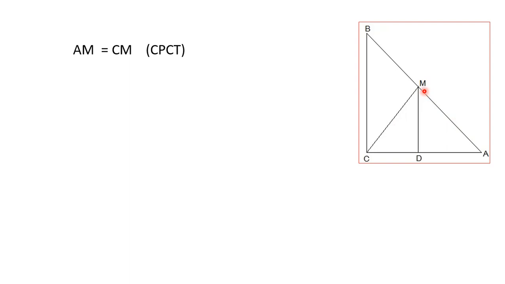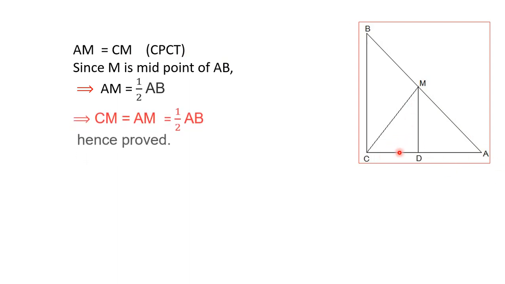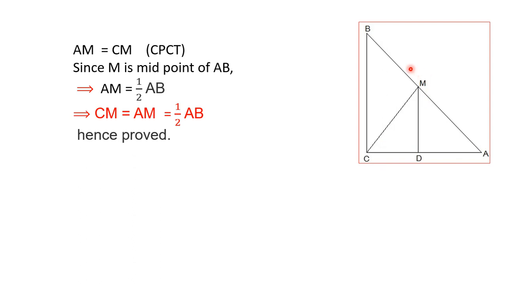Then M is the given midpoint of the side AB, so AM is half of AB, and AM, which we proved by CPCT, is equal to CM. So we can write AM is equal to CM, both are equal to half of AB. This proves the third part. In this way, we have proved all three parts of this question.